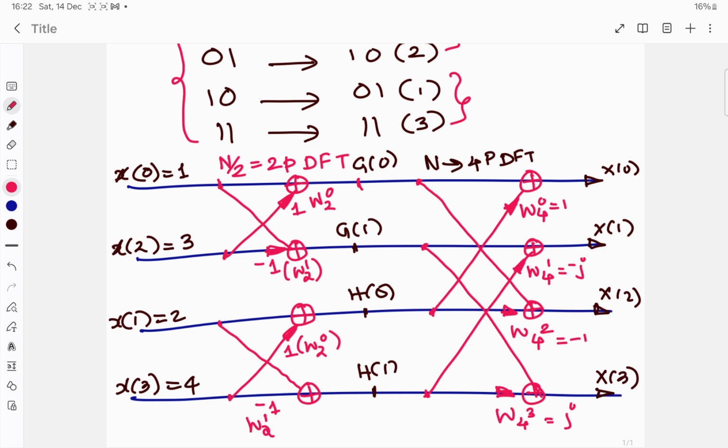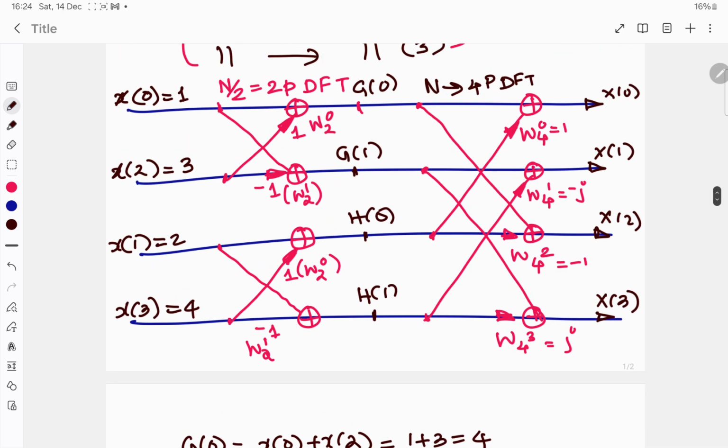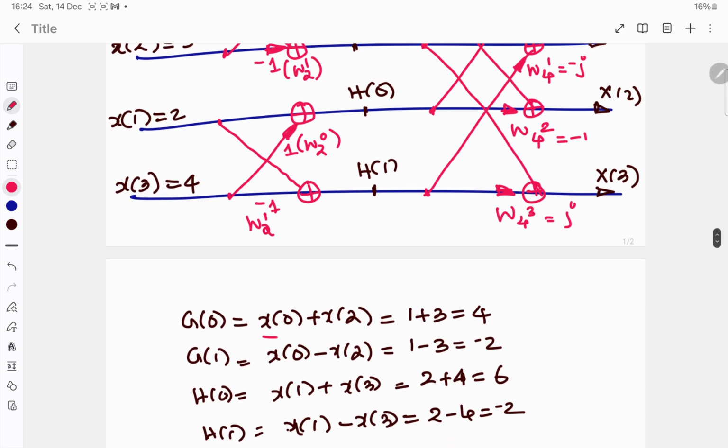We have to find out the values of G0, G1 at the first stage, same way H0, H1. Then the second phase, we are going to find out the value of x of 0, x of 1, x of 2, x of 3, with the inputs and the corresponding multiplication factors for the trivial coefficients. So we found the value of G0. G0 is obtained from x0 and x2, because x0 is direct, and x2 goes through the coefficient w2 power 0. Since it is 1, the G0 is obtained by adding the x0 and x2.